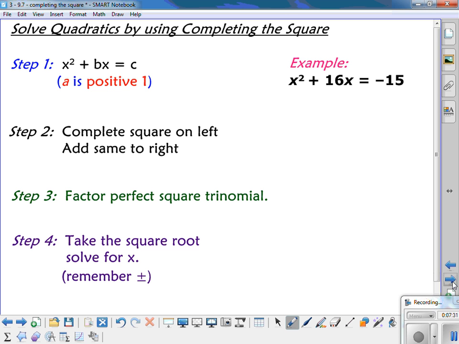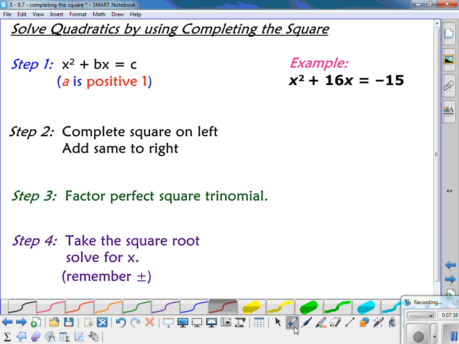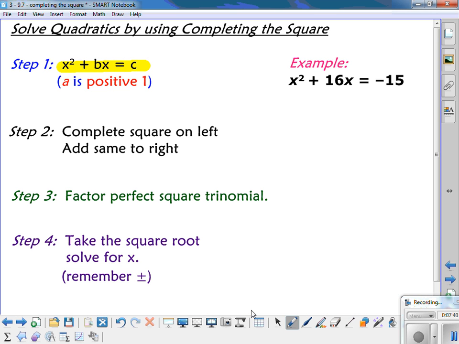So we're going to solve equations now using completing the square. The first thing you want to do is make sure that it is in this form, x squared plus bx equals c, and that there's nothing in front of the x squared, that a is just a positive 1. So we have x squared plus bx plus c. And we're going to do the example x squared plus 16x equals negative 15.